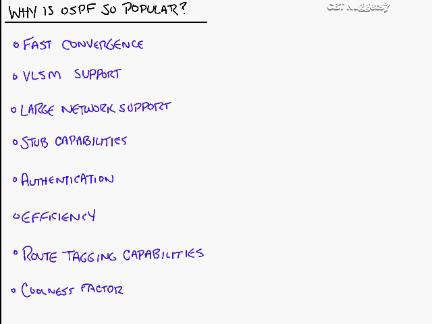So you can filter out different shades of routing entries based on the color that you've scribbled on them with the route tags. And then I know it's kind of funny, but I say the coolness factor, in all seriousness, OSPF is a cool protocol.